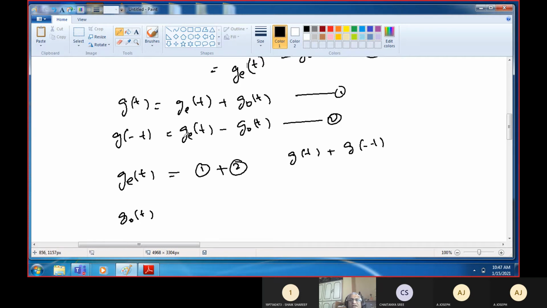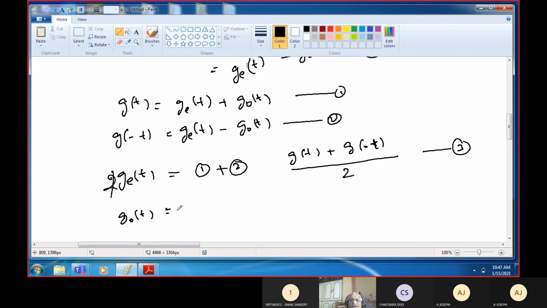Okay, now this on the left hand side I will get 2 times g_e(t), so 2 g_e(t). So if I want g_e(t), what do I do? This 2 I will take on the right hand side. So this is the formula. I'll call it equation 3. This is g(t) plus g(-t) here. Okay, this is minus t.